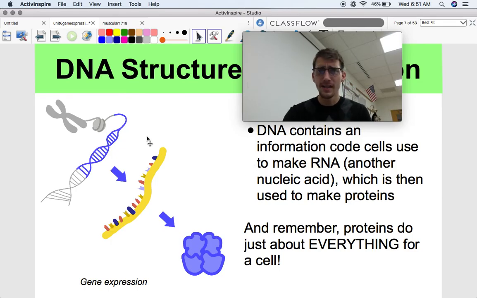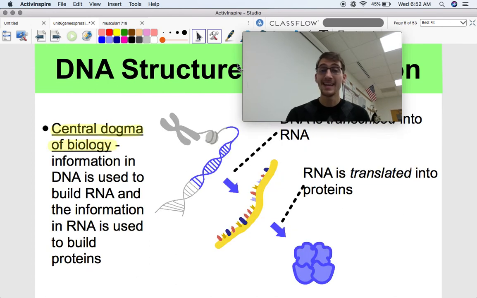The topic of this unit, the unit title, is Gene Expression, and this is a very simple schematic of what it looks like. DNA, which stores this code, this instruction book to build you, is transcribed into a smaller molecule called RNA, and then that transcript is translated into a code that's used to build proteins. And proteins do just about everything. This idea right here is called the central dogma of biology. Central meaning super important. Dogma means a set of principles that all living things abide by. Information in DNA is used to build RNA, and then the information in RNA is used to build proteins.